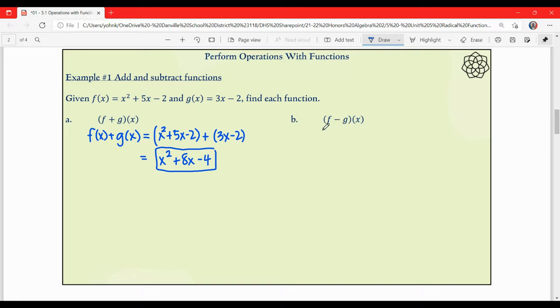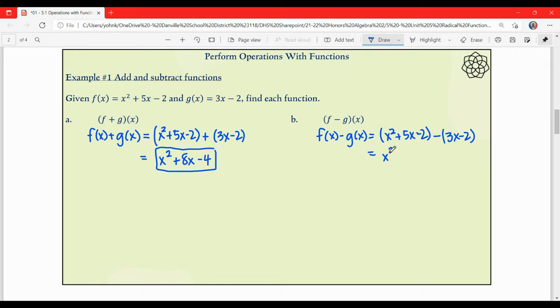If I look at letter B, this time I'm going to subtract, f minus g of x. Remember that that's f of x minus g of x. And so I'm going to take the f function, x squared plus 5x minus 2, and I'm going to subtract the g function, which is 3x minus 2.